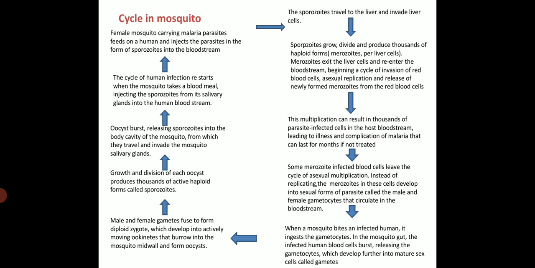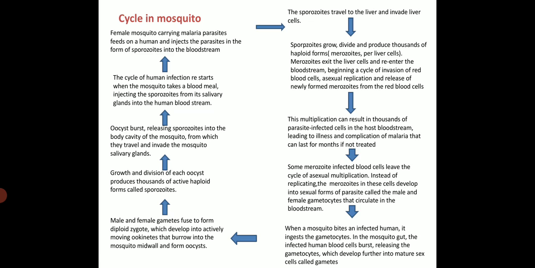Instead of replicating, the merozoites in these cells develop into sexual forms of the parasite called male and female gametocytes that circulate in the bloodstream. When a mosquito bites an infected human, it takes up the gametocytes. In the mosquito gut, the infected human blood cells burst, releasing the gametocytes, which further develop into mature sex cells called gametes.